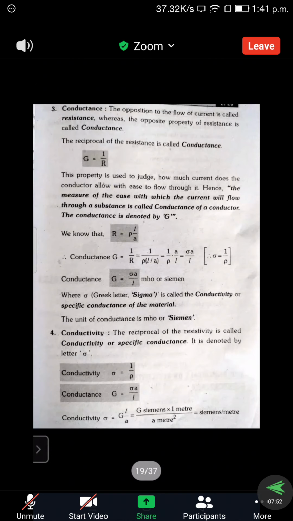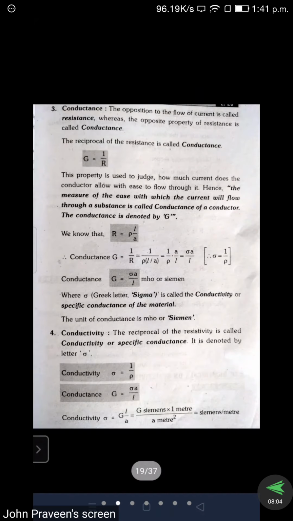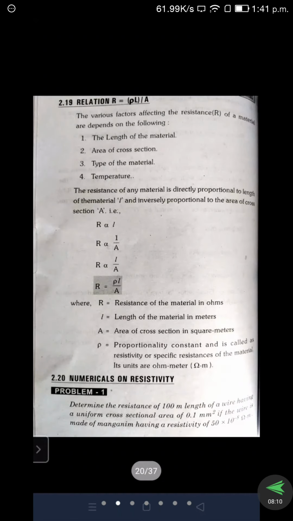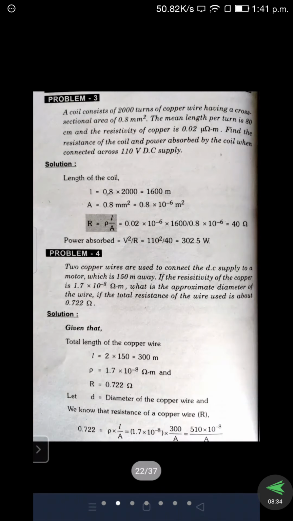Next, conductance is the reciprocal of resistance. Conductivity is the reciprocal of resistivity. Right. These are the formulas we use for conductivity as well as conductance. Then we find the relationship between resistance and the other quantities. Generally, resistance is directly proportional to length, inversely proportional to area, and directly proportional to the resistivity of the material. These are the basic concepts we have learned. Then we see numerical problems to find the resistance value and resistivity.